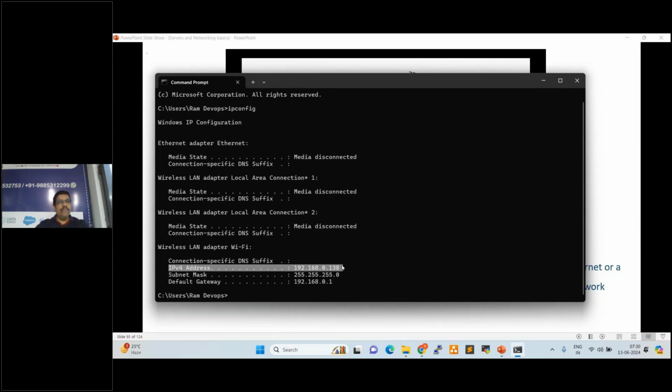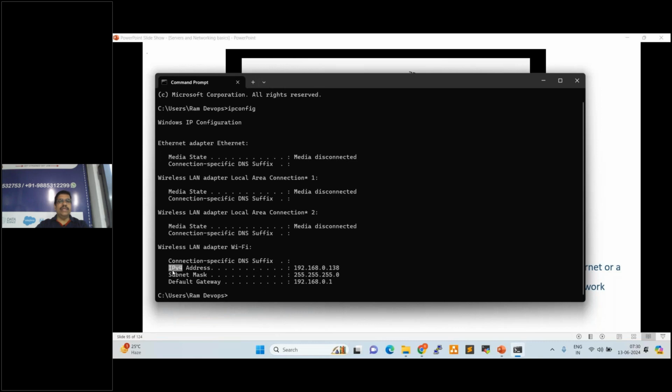Now IP version 4, IPv4. What is IP version 4? It is a 32-bit address. Currently we are using IP version 4, and maybe going forward we will use IP version 6.